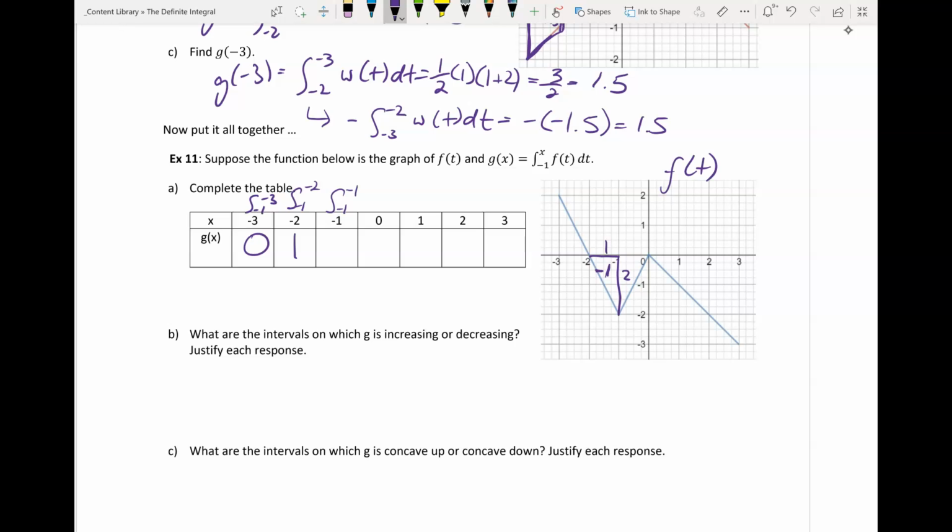For the next one, the integral from negative 1 to negative 1, they are the same, and we learned that property. That just means it's going to be 0. Then from negative 1 to 0, we're looking at this triangle, which will have the same value as the other triangle we figured out from negative 1 to negative 2. So that has the same area of 1, but in this case, our bounds are fine, so this will be negative.